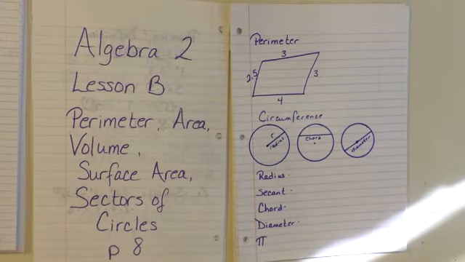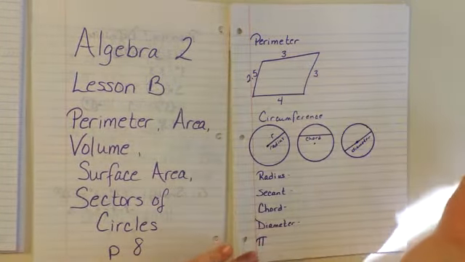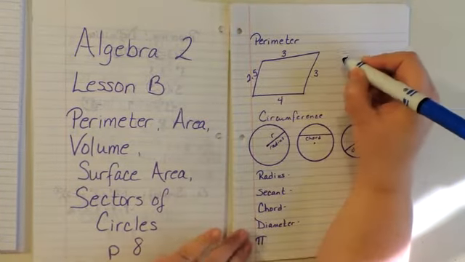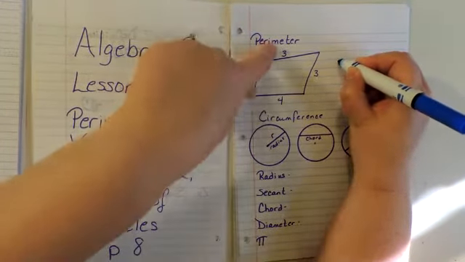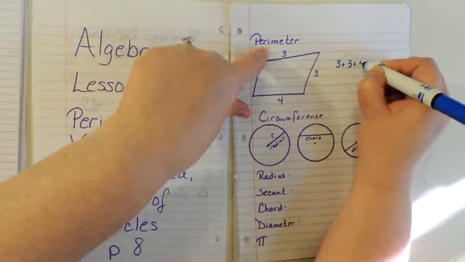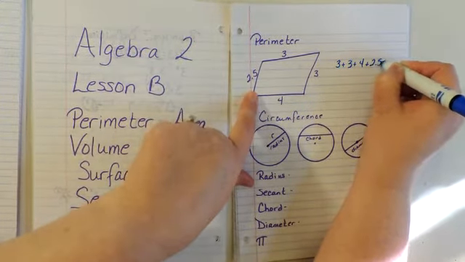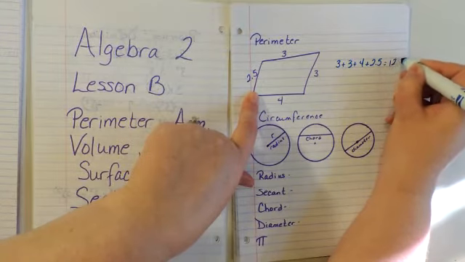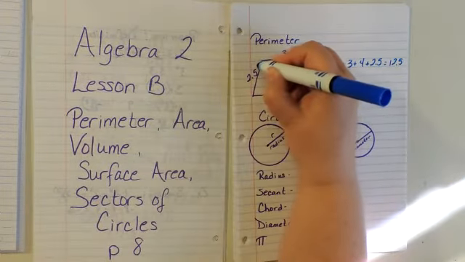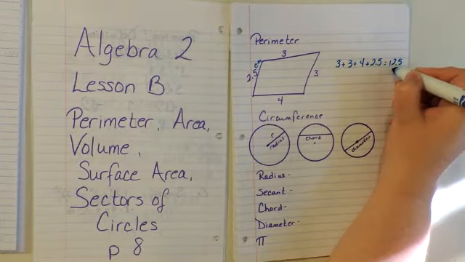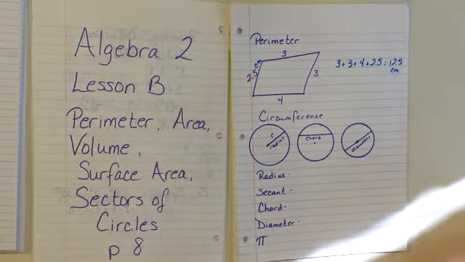The perimeter of a closed planar geometric figure is the distance around the figure. So to find the perimeter of this polygon, we would add up the sides. So 3 plus 3 plus 4 plus 2.5, which equals 12.5. And we're going to say these were actually centimeters. So this will be centimeters.